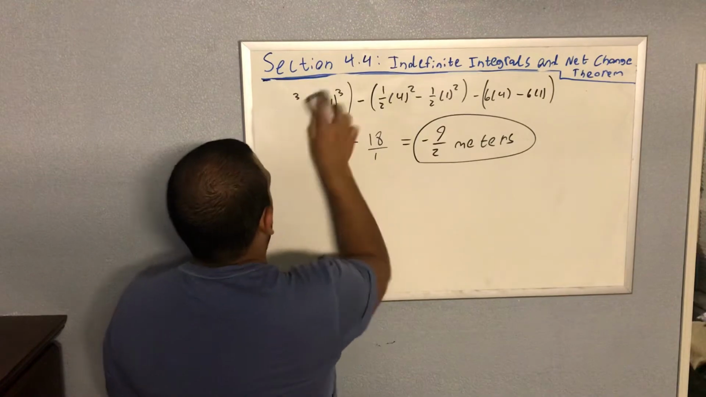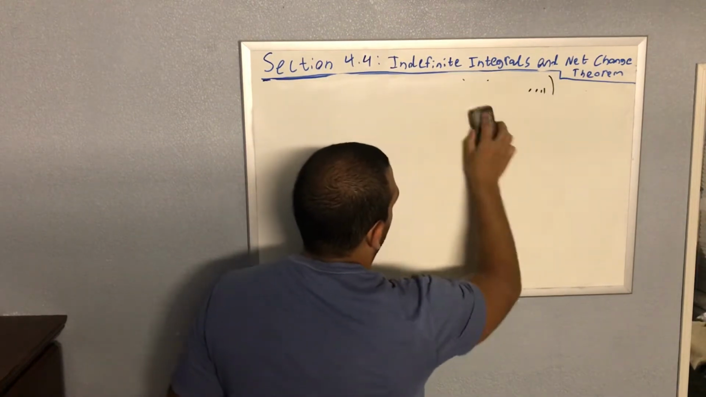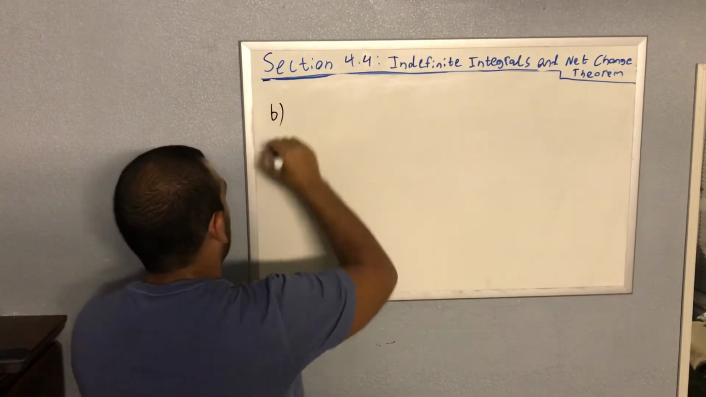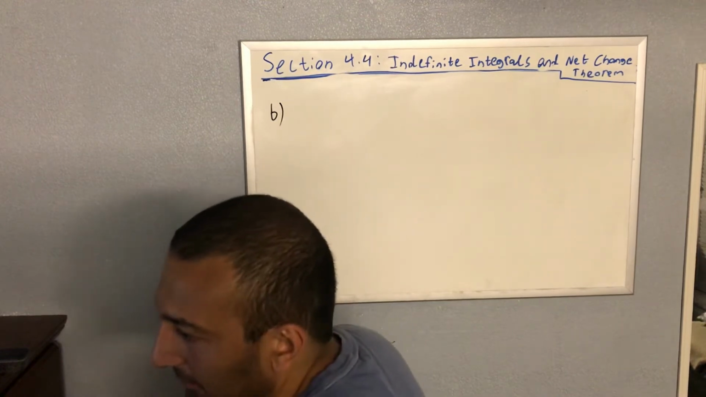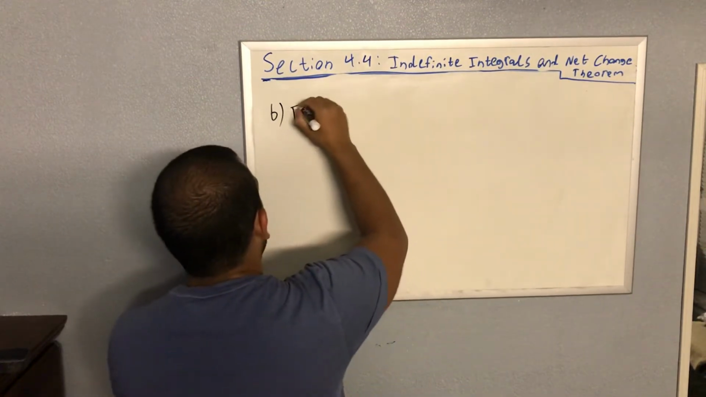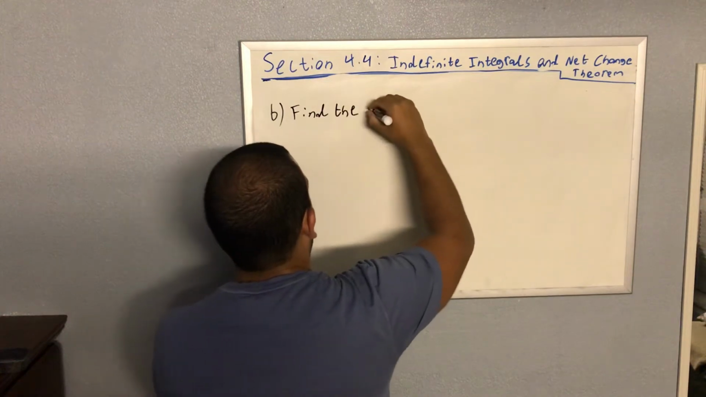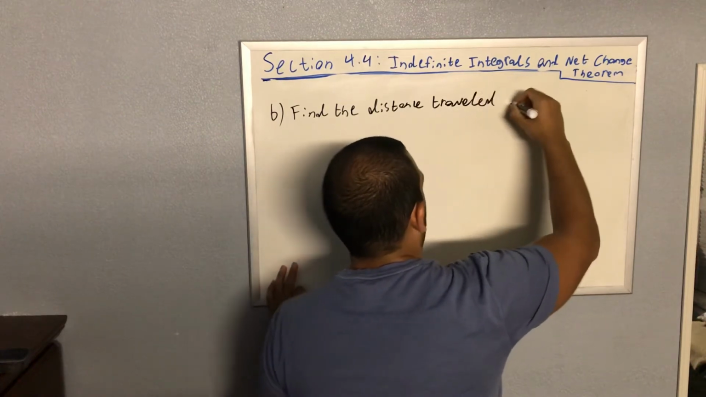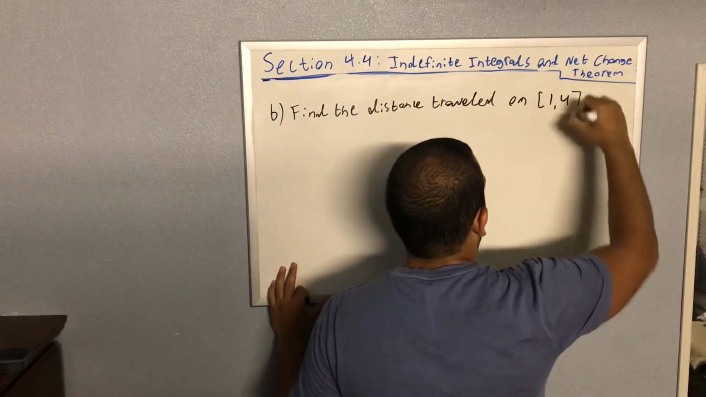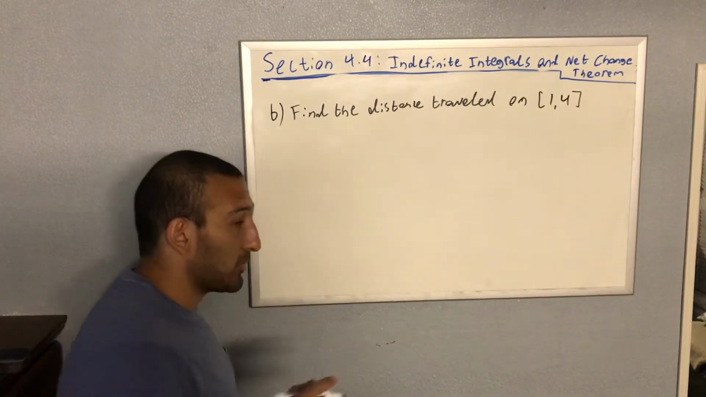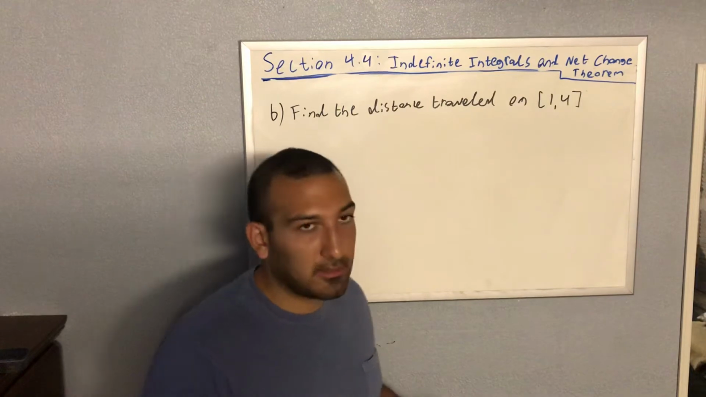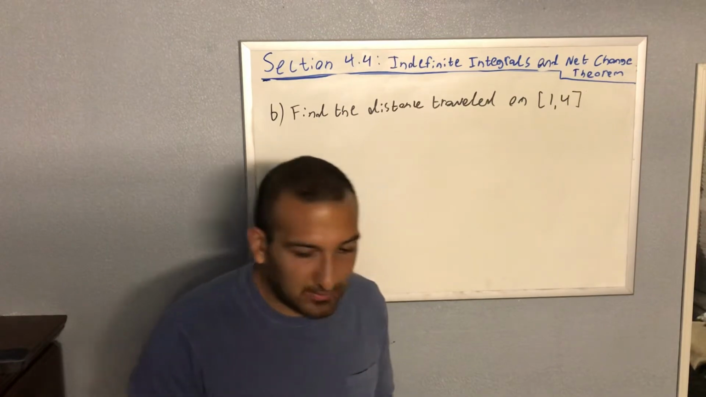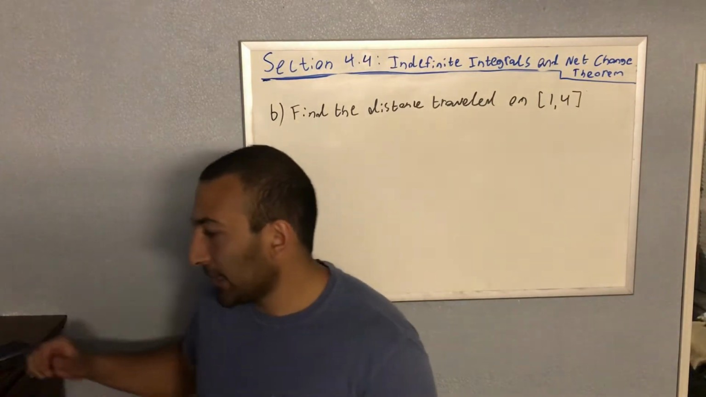And then part B says find the distance traveled. So now instead of finding the displacement, we want to find the distance traveled. This is much harder because you have to deal with the absolute value of the velocity instead of just the velocity. So you have to figure out how to decode what this absolute value business means.